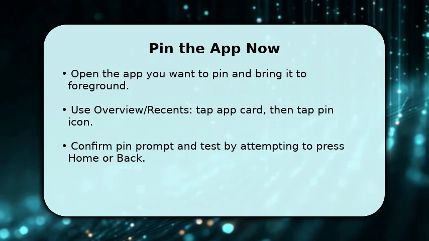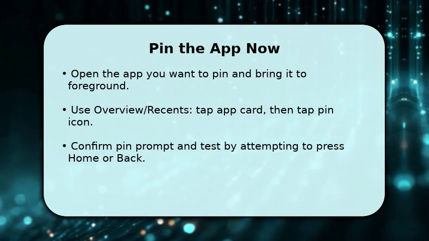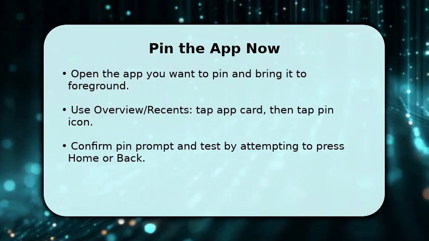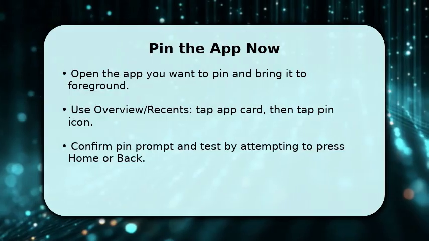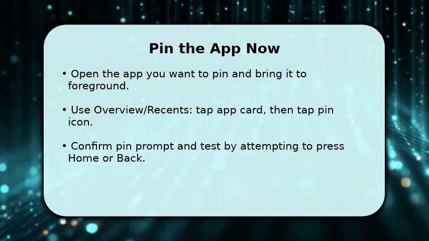With the app open, tap the Overview button or gesture to show recent apps. Once you see the app card, tap the pin icon in the bottom right or use the three-dot menu and select Pin. Confirm the system prompt. If you required credentials to unpin, that will be presented.